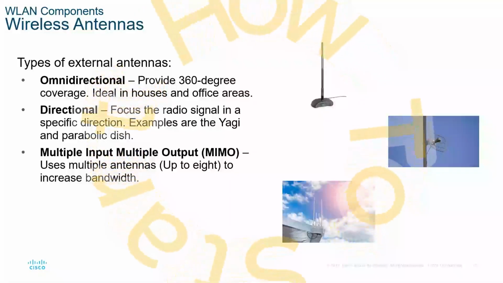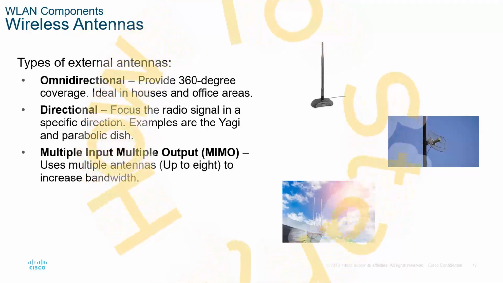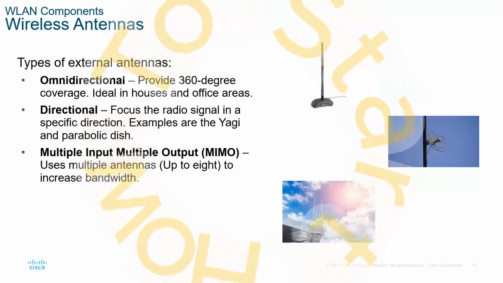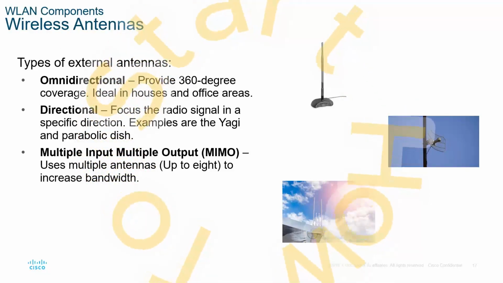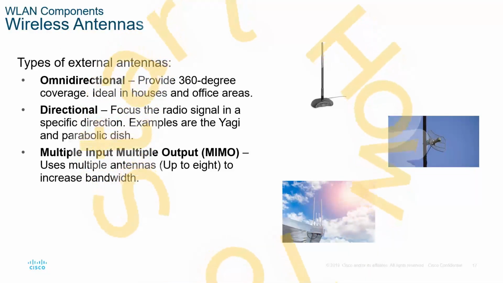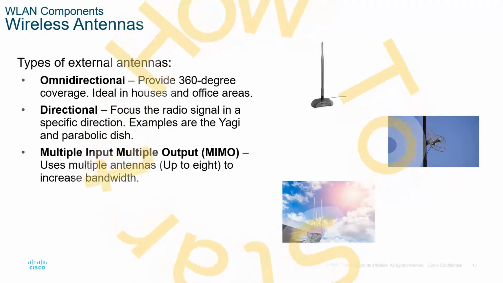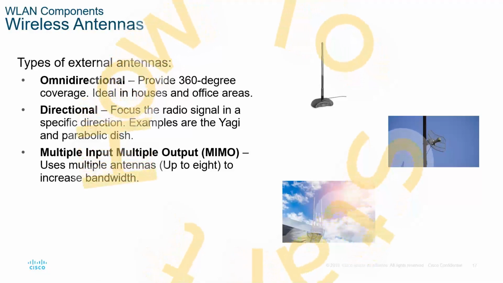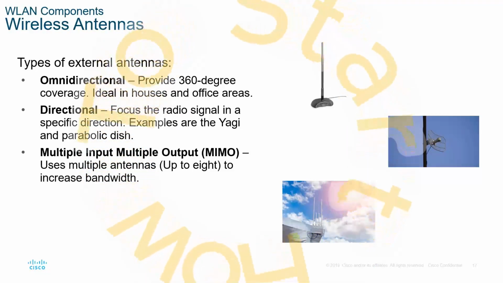Antennas are not made equal. We have 3 main types of antennas. Omnidirectional, which is basically providing 360-degree coverage. We have directional, and that's more of a focused area. And lastly, we have MIMO. MIMO is multiple input, multiple output based antennas. They will use multiple antenna types to increase bandwidth.